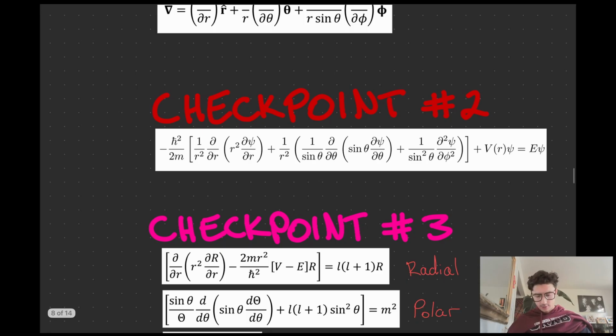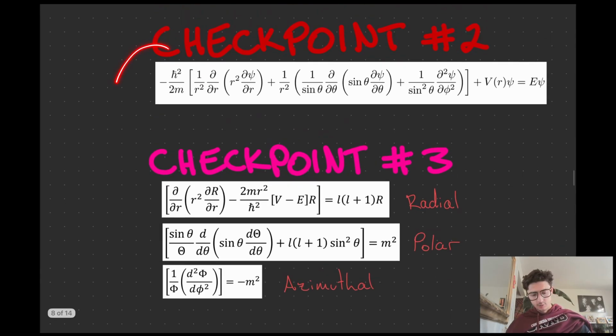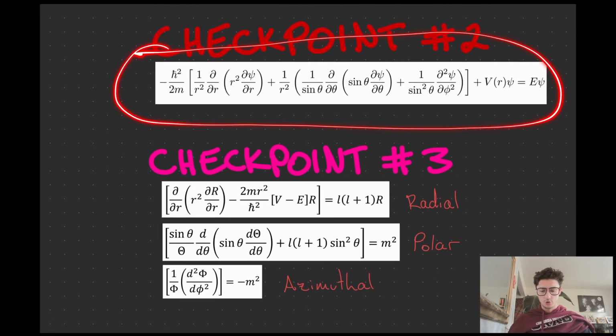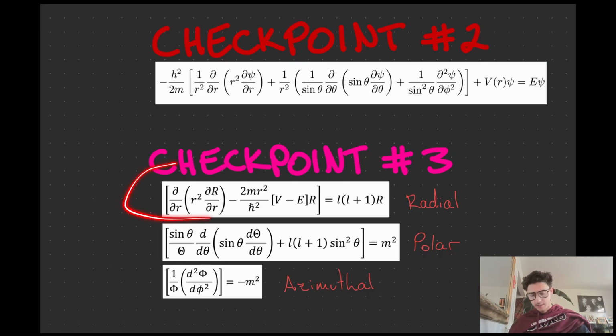But we're still not done yet. Checkpoint three is again using separation of variables here, which you were allowed to do, and getting three separate equations in different variables. We call these the radial equation. This one just depends on r, and this is where the energy and the potential energy are chilling. The other one is the polar. This depends on theta, and the other one is the azimuthal, which depends on phi.